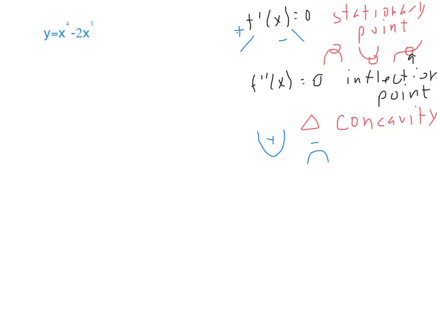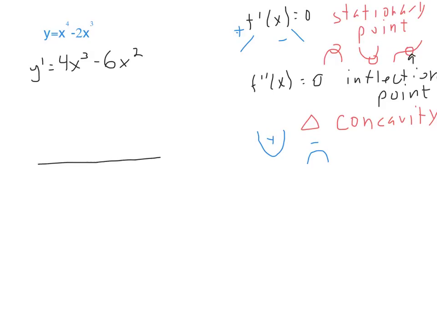All right, so we go ahead and we're going to take the first derivative. So we're going to say y prime equals 4x cubed, right? You bring the 4 in front, subtract 1 from the exponent, minus 3 in the front, so 2 times 3 is 6x squared.